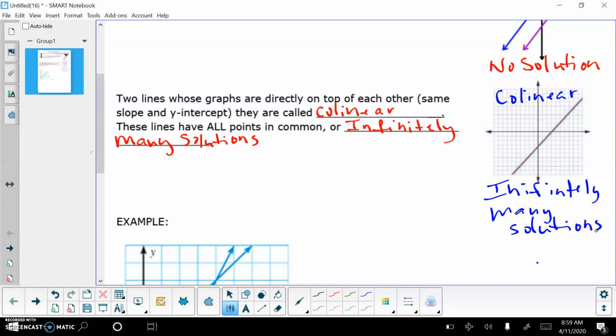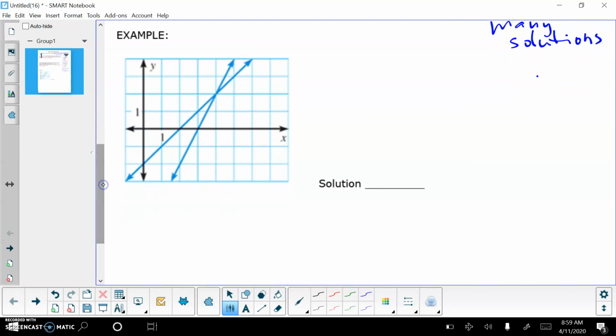Now this last graph, for example, really is more about what was happening at the very start, where it says the solution to a system is where they intersect. And this one does have one solution. That one solution is right here where those two lines intersect. Okay, so I'm going to label this.